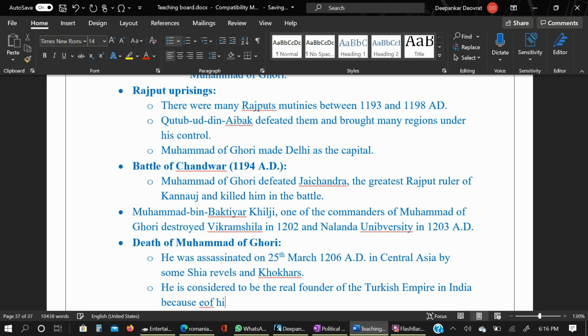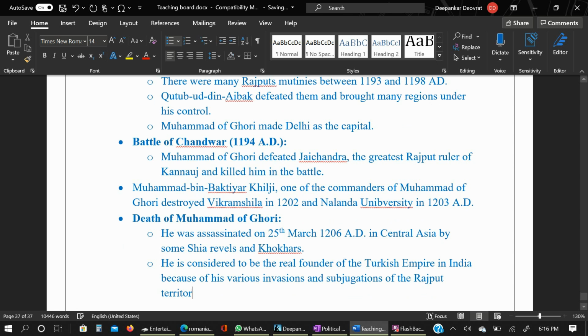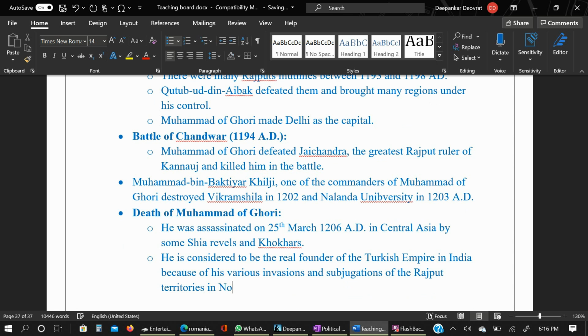He was considered so because of his various invasions and subjugations of the Rajput territories in North India. So this was the only.